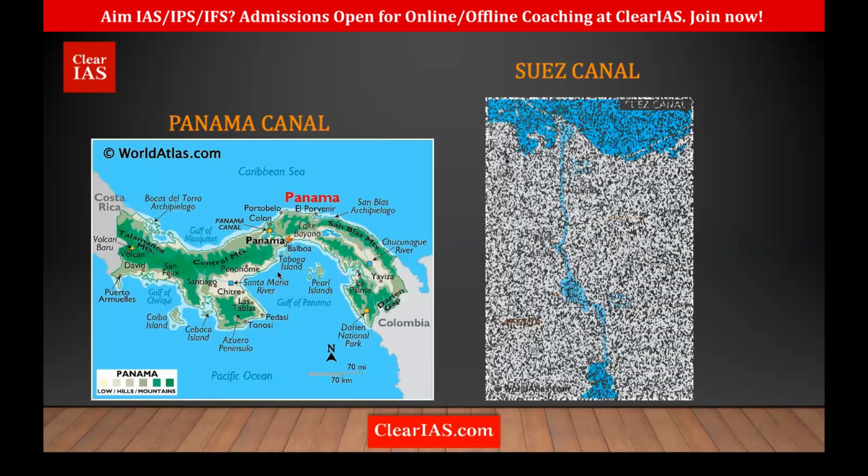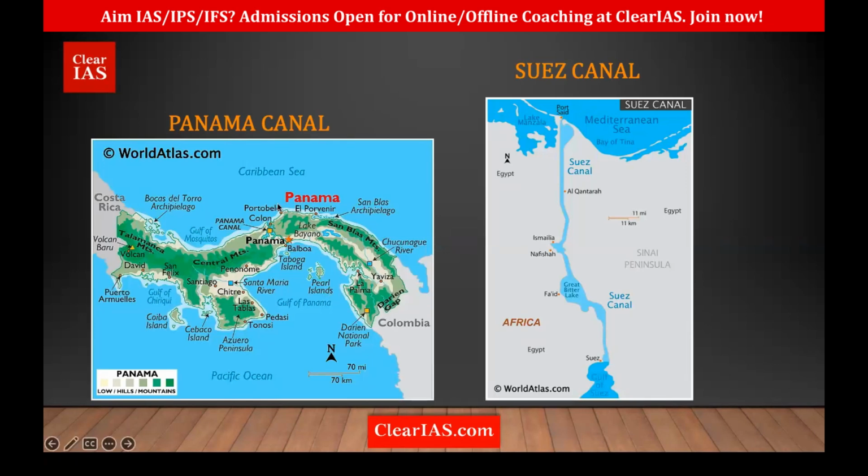So you can see the Panama Canal here. Yes, this one is the Panama Canal. We have the Panama Isthmus, and to connect the Pacific Ocean and the Atlantic Ocean, we have the Panama Canal. Why is it important?